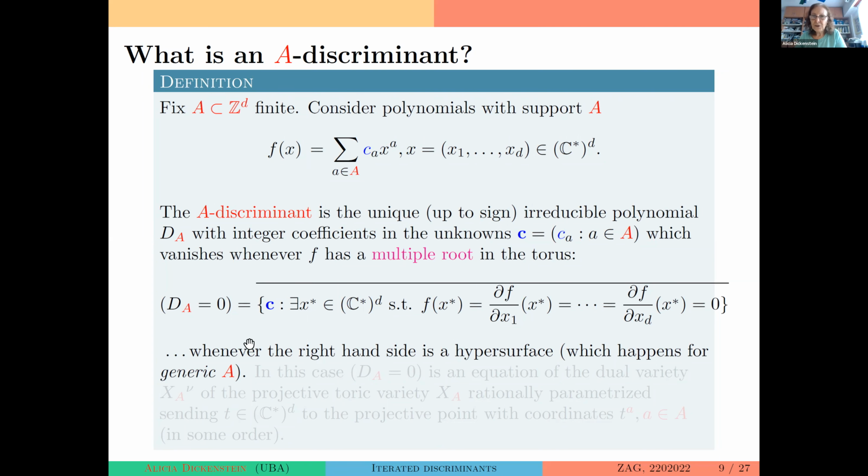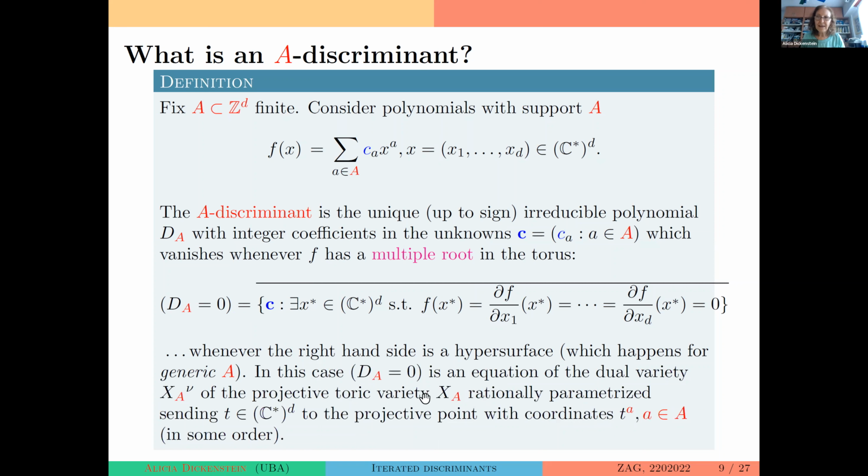So this is the closure of the set of coefficients for which there is a point in the torus where f and the partials vanish. Whenever this is a codimension one condition in the family of such polynomials. Okay? Otherwise, we don't get one equation. If this is not the case, we usually say that dA is equal to 1, but we are going to work in the case where this is a hypersurface, and this is what is expected in general.